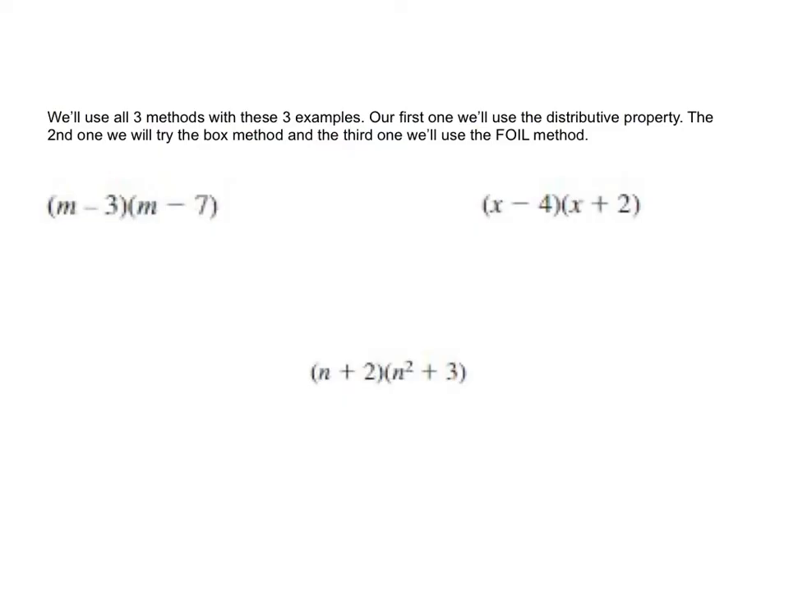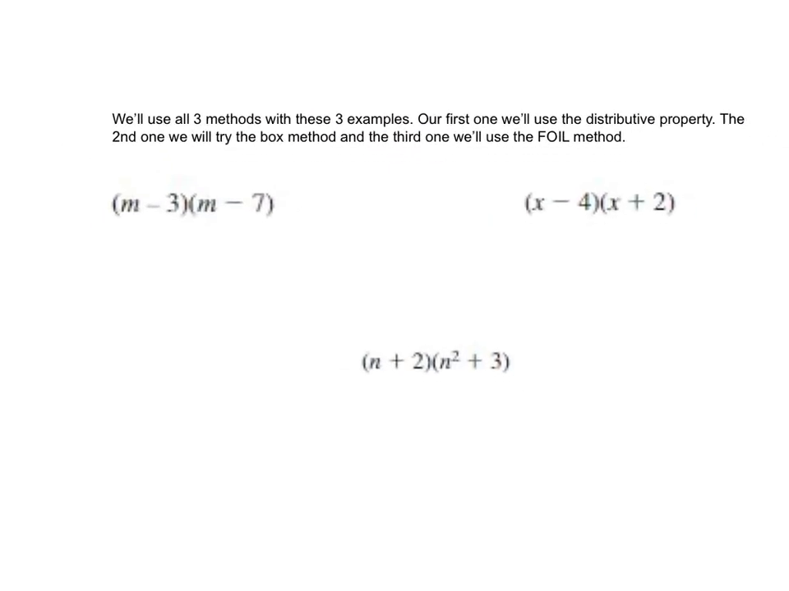Our last time is a chance to practice. So we're going to use all 3 methods. The first one, we'll use the double distributive property. The second one, we'll use the box method. And the third one, we'll use the FOIL method. If you are watching this on your own, please pause the video now and try on your own. If we're watching this in class, we'll also pause the video and then we'll resume after you've tried.